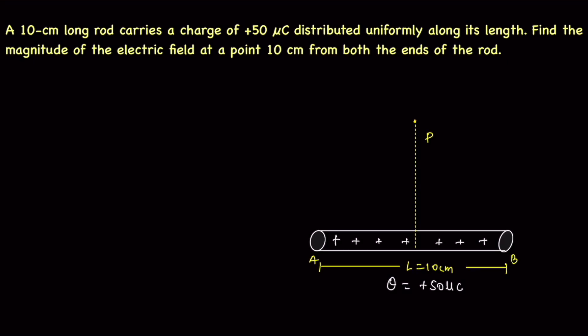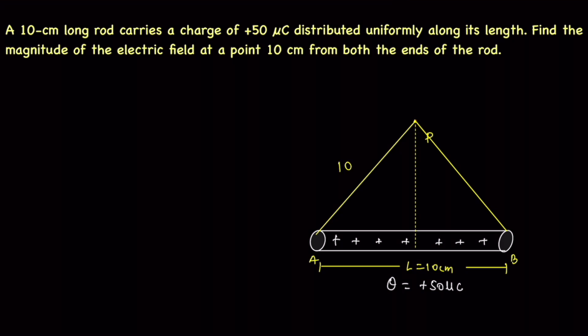In this figure, we have a charged rod whose magnitude is plus 50 μC and the length is 10 centimeter. This is a point P, and according to the question, point P is equidistant from A and B. So if we join it, AP and BP are both 10 centimeter. So we can say that PAB is a triangle whose sides are the same. So it means it's an equilateral triangle, so all the angles here are 60 degrees.